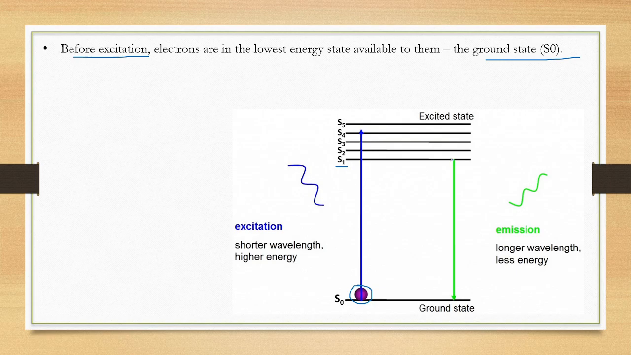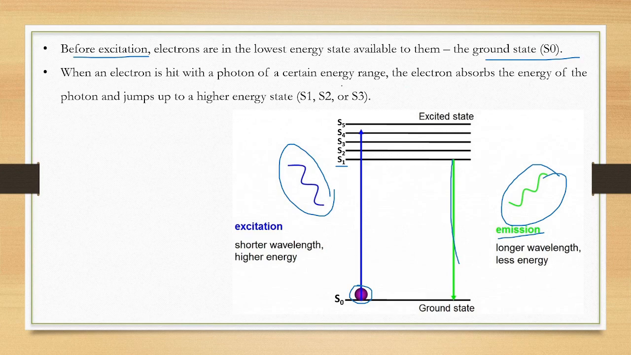And then it comes back to the ground state and it emits light. So here it absorbs the blue light and emits the green light. So while coming back to the ground state, it emits a longer wavelength and with lesser energy.